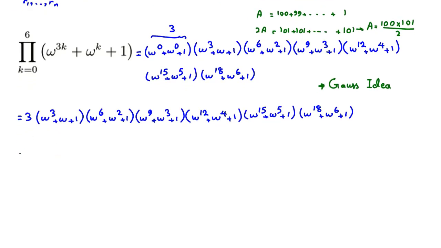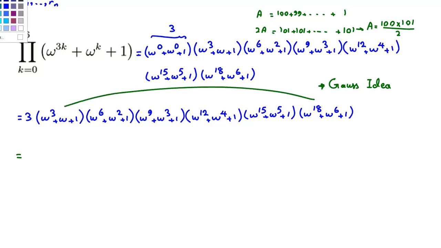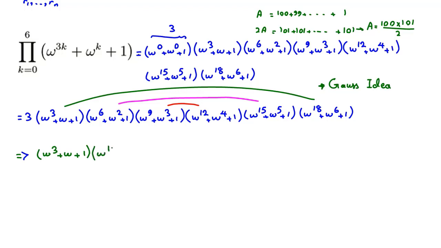And here we want to use exactly Gauss idea. Means what? We want to multiply these two things, then multiply, let me write the next with other color, second and second from last, and the last case we want to multiply with red this and this. Okay, so let's see this. At first I calculate the green one. Means what? W cubed plus W plus 1 times W^18 plus W^6 plus 1.